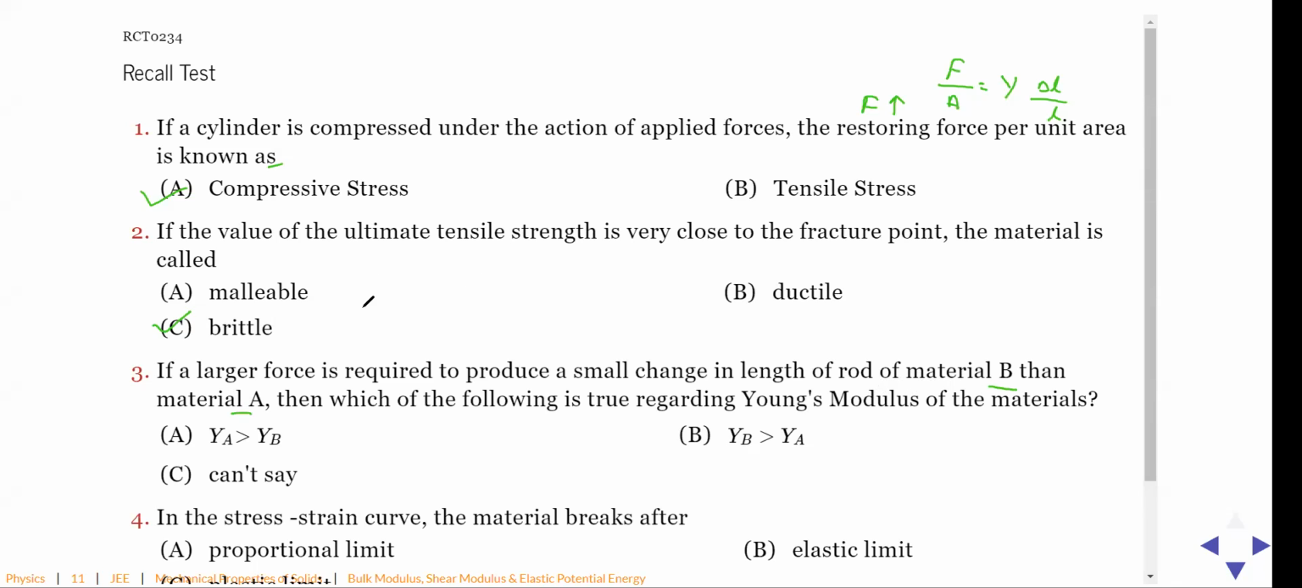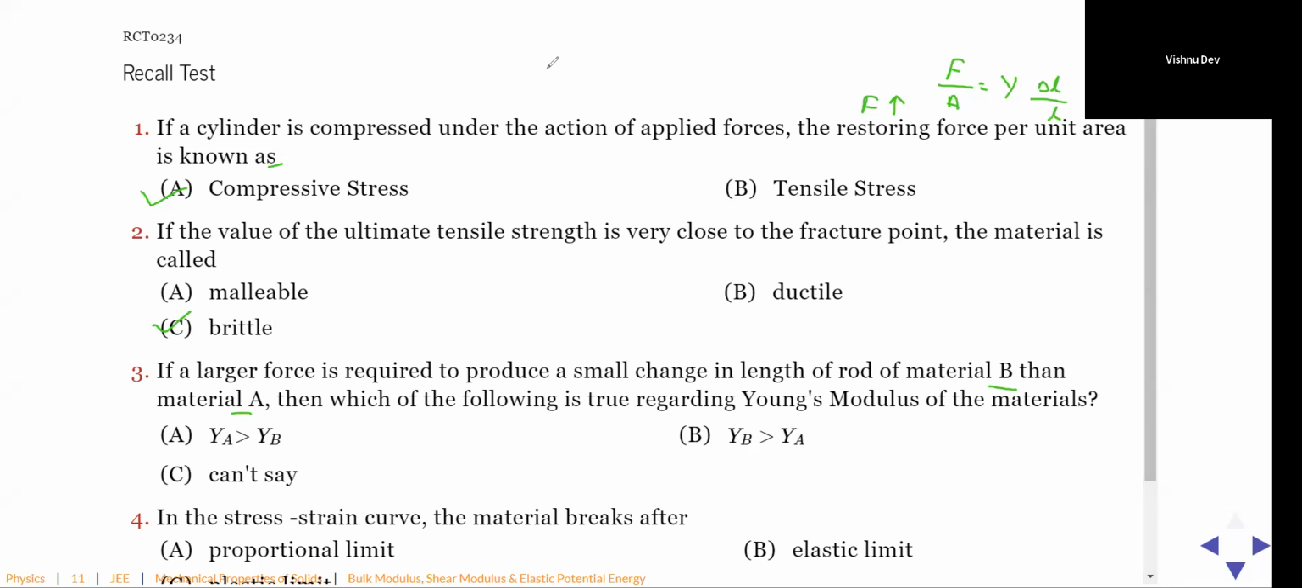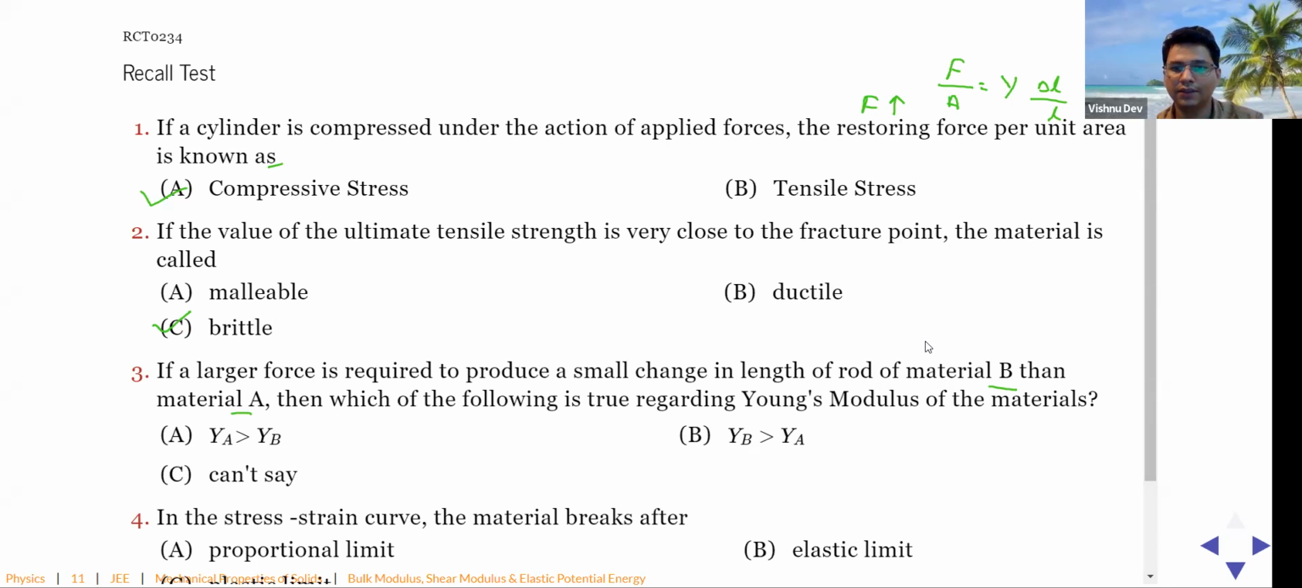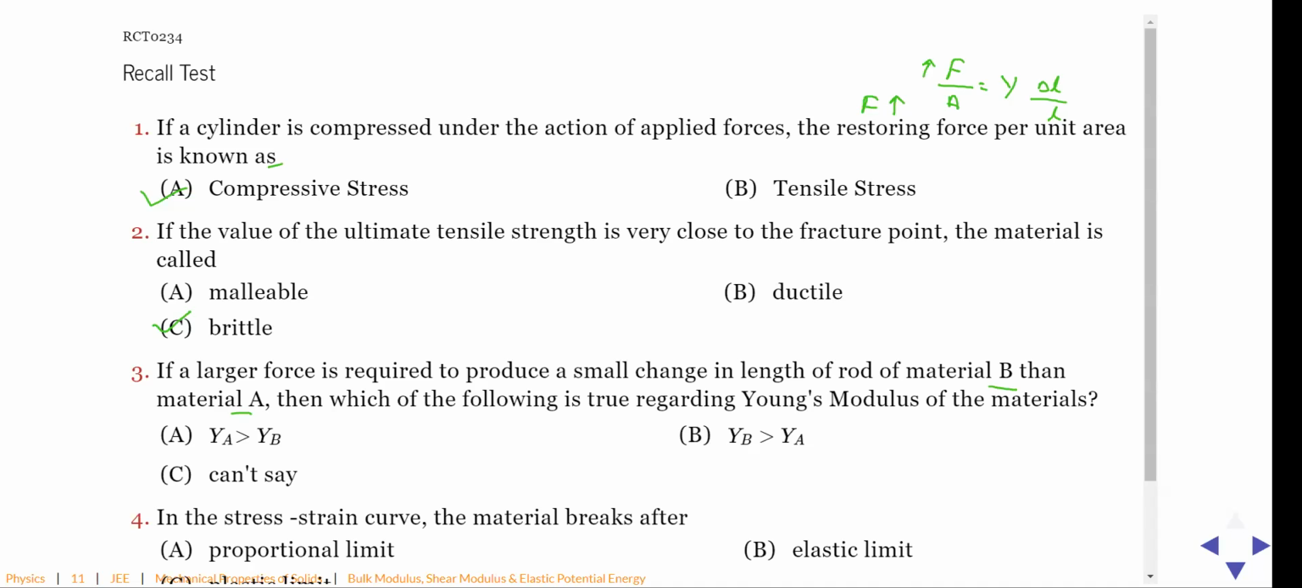Common sense, right? Even if you do not know the formula, you could still think with common sense and tell. What would be the answer? Only Prashasti gave the answer till now. Tell me, if force is more, same length, same area. Tell me. B, correct.